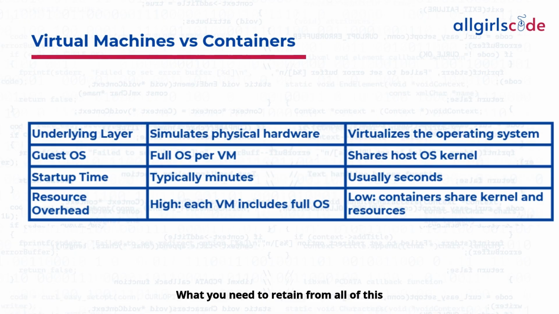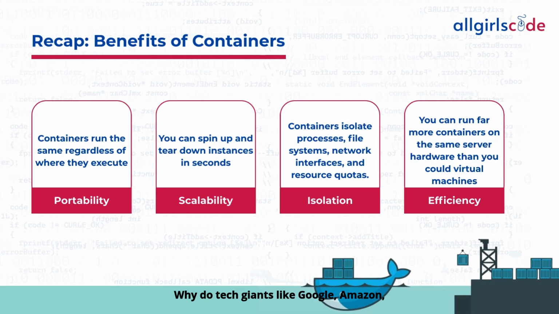What you need to retain from all of this is summarized in this table. Virtual machines having a full OS per VM have a higher startup time and more resource overhead than containers that share the host OS kernel. Why do tech giants like Google, Amazon, and Netflix use containers at scale? It's precisely for the benefits you see now.